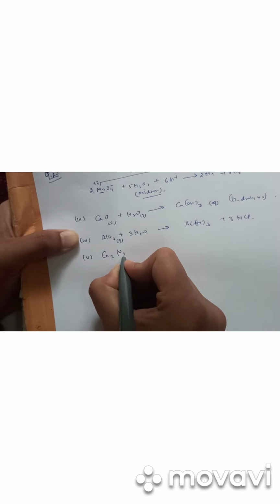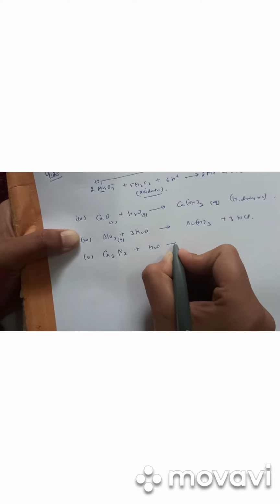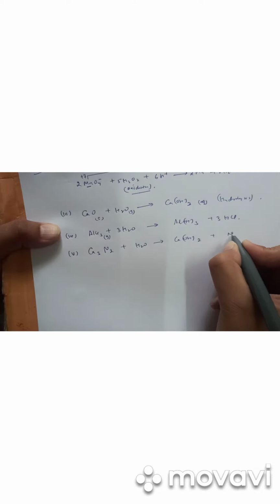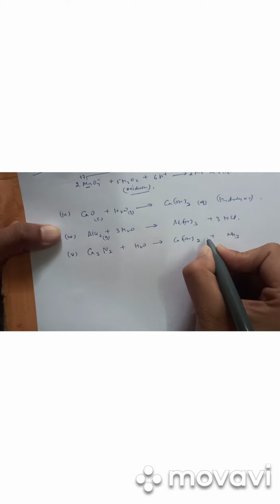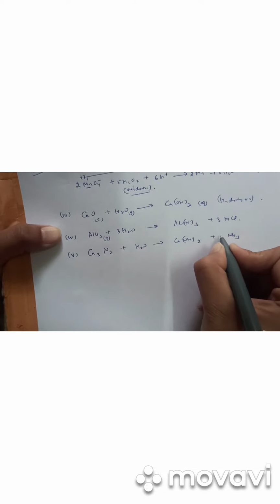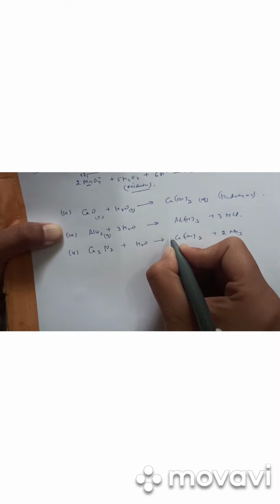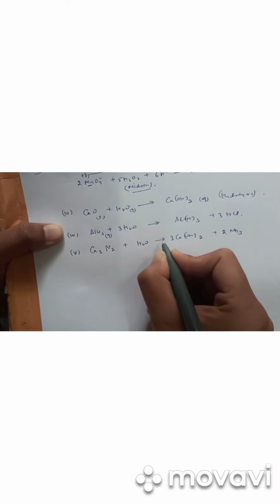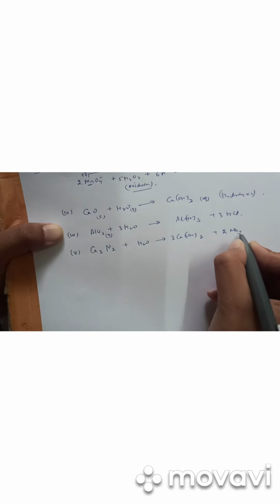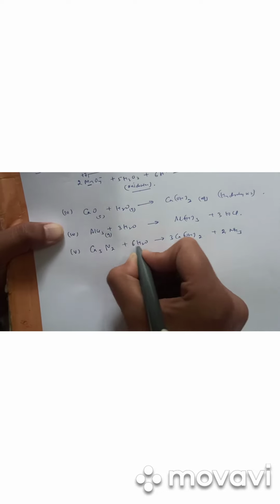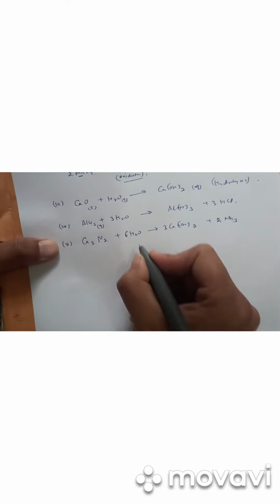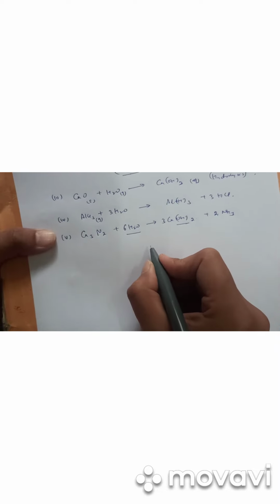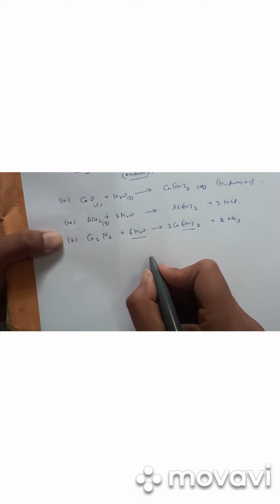Next is calcium nitride. On reaction with water, it gives rise to calcium hydroxide and ammonia. And we can balance it. 2 nitrogen on both sides and 3 calcium on both sides, and 6 plus 6, 12. So 12 hydrogen on both sides and 6 oxygen on both sides. So in this also water is getting added, so this is also a hydrolysis reaction.